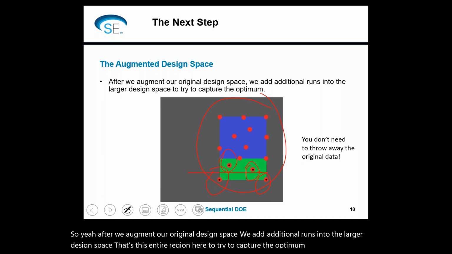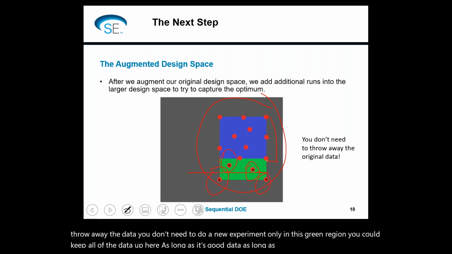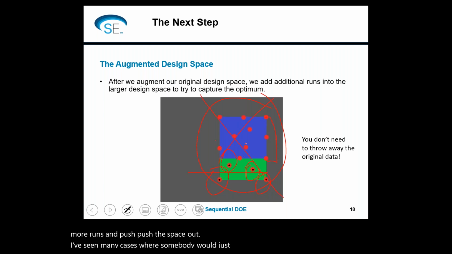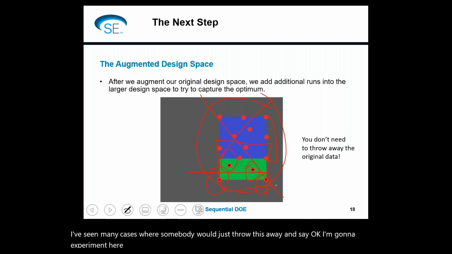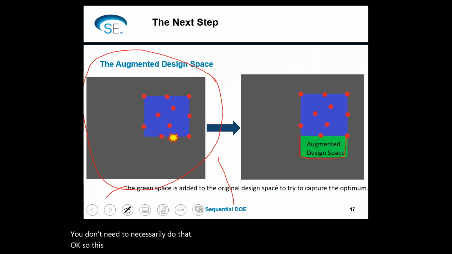You don't need to throw away the data. You don't need to do a new experiment only in this green region. You could keep all of the data up here as long as it's good data, as long as you didn't have any non-reactions or any explosions or whatever. And then you could simply tack on a couple more runs and push the space out. I've seen many cases where somebody would just throw this away and say, okay, I'm going to experiment here now. You don't need to necessarily do that. Just to summarize, this is a little graphical explanation of how, intuitively, this would work.